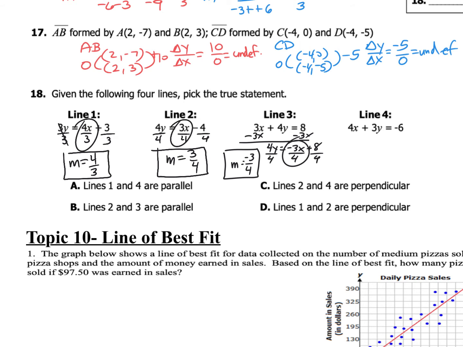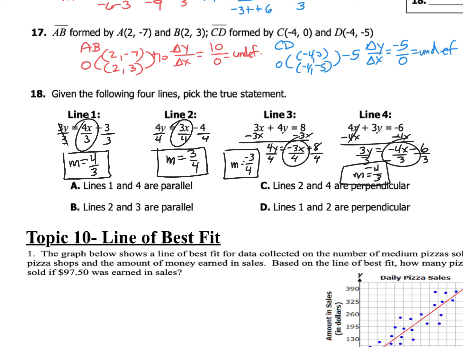And the last one, subtract 4x. Divide by 3. And there's my slope. So m equals negative 4/3.